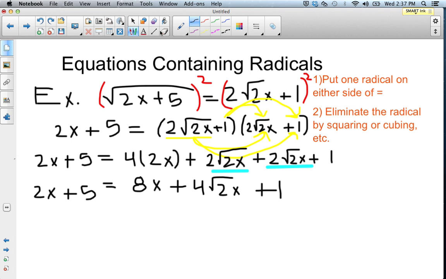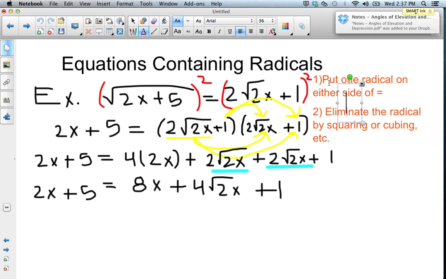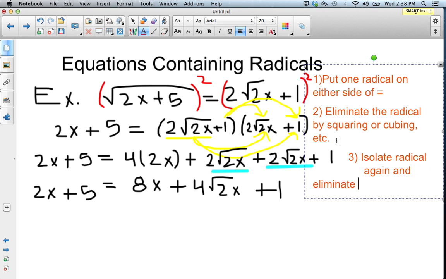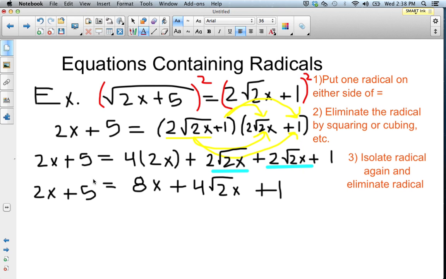So if I come back over here where we said put one radical on either side of the equal sign, eliminate the radical by squaring or cubing. After that, our step 3 would be isolate the radical again, and eliminate the radical. So that's what we're going to do.